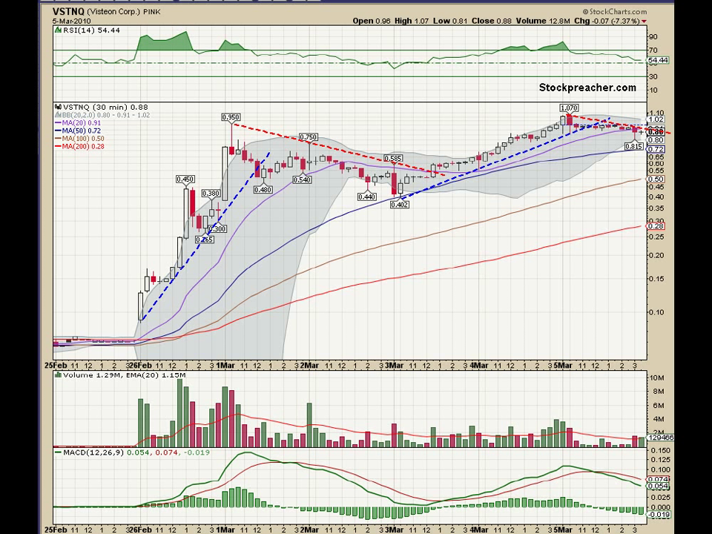Today we're doing an analysis on VSTNQ for March 5th, 2010. This is a 15-minute chart. Each candle is depicting 15 minutes in trading time, and we can see here this is basically from March 25th, where there was little action, to the end of March 5th.